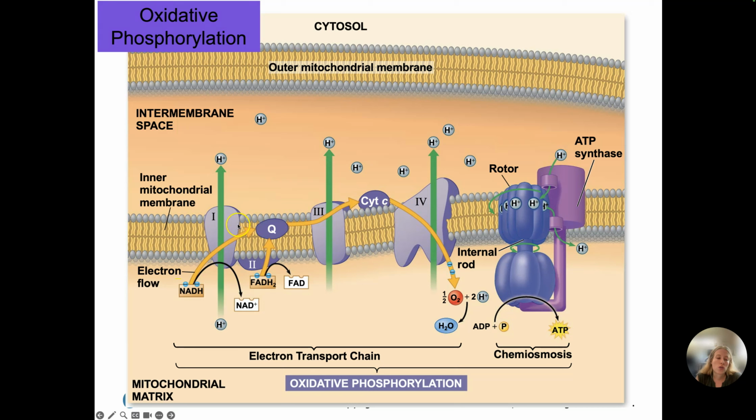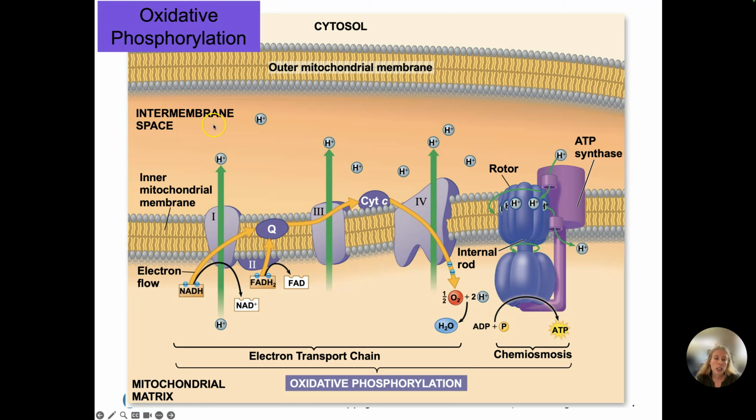Those electrons that it dropped off at complex 1 are shuttled along this pathway through complex 3 and then through complex 4. At each one of those complexes, the electrons are falling down the staircase as they get passed between them, which gives off energy. This energy is used to pump hydrogen ions across the membrane against their concentration gradient.